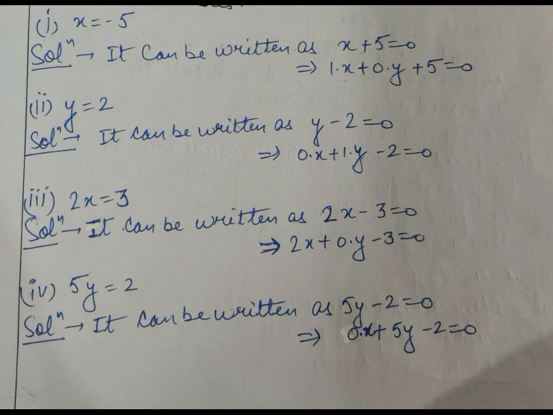Next is 2x equals 3. It can be written as 2x minus 3 equals 0, and further it can be written as 2x plus 0 into y minus 3 equals 0. Then fourth part is 5y equals 2. It can be written as 5y minus 2 equals 0. Then further it can be written as 0 into x plus 5y minus 2 equals 0.